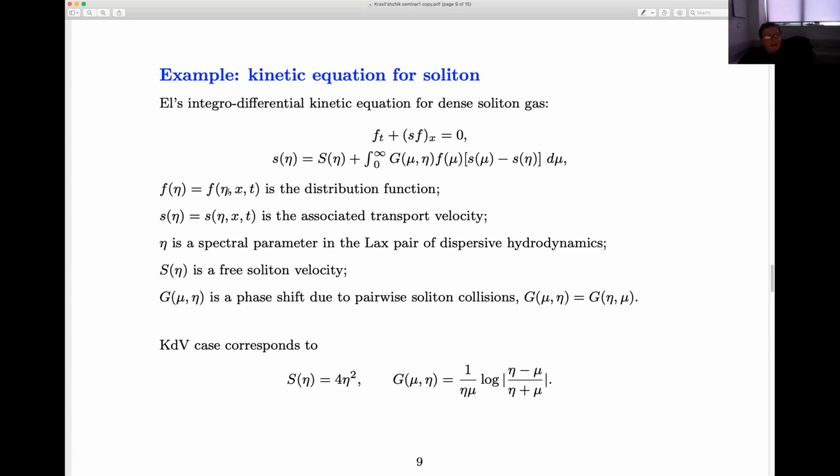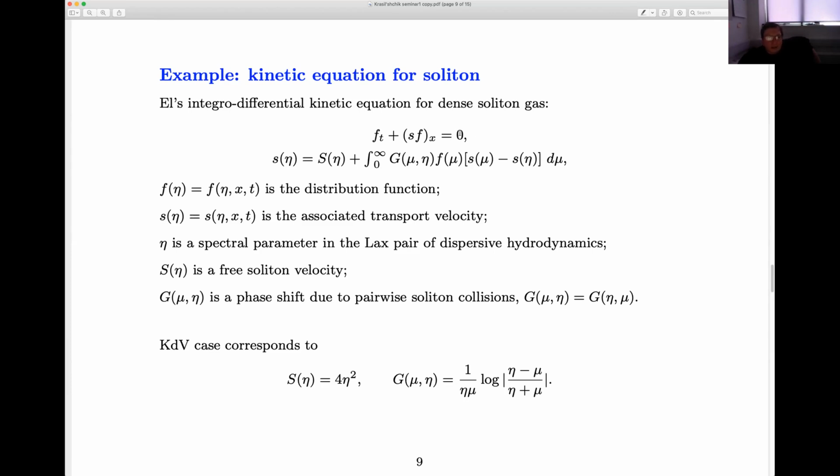And now you consider many solitons. You consider a soliton gas, like a gas of solitons, randomly distributed. And f is a kind of distribution function of these solitons. Each of s of eta, x, t is sort of a transport velocity, right? And these two functions, f and s, satisfy this continuity equation.